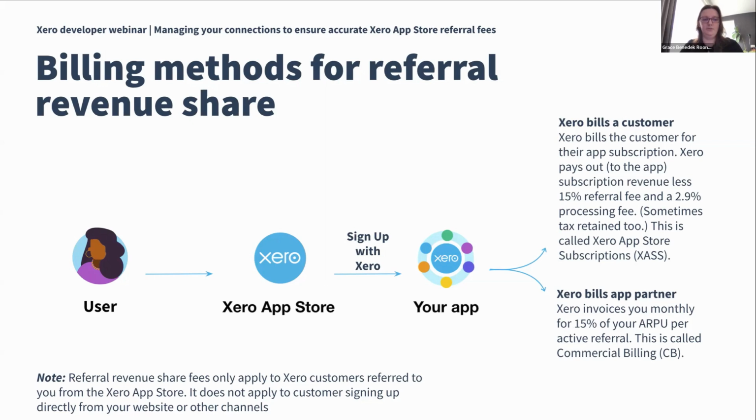It is important for me to mention that commercial billing applies to the user level and not to the tenant level. So as an example, if a user connects 2 or more organizations, Xero only charges you a referral revenue share fee for one of those organizations. Later in this webinar, you'll see some screenshots of the dashboards where you'll be able to see the referrals and the status of those referrals.